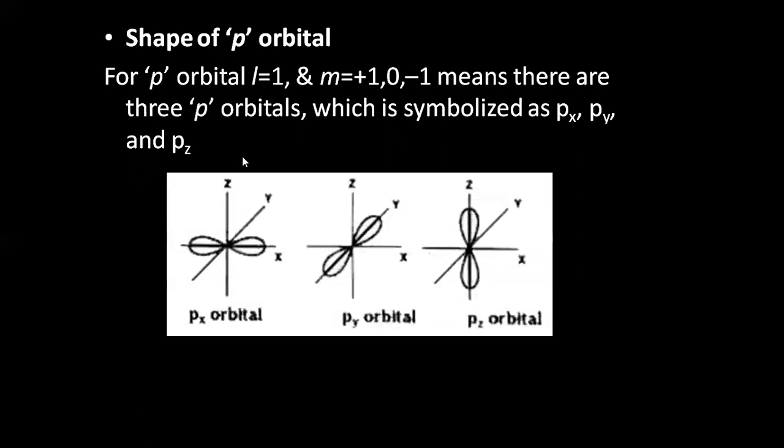Which you can see on the screen, those are the shapes of the p orbitals: px, py, and pz. Basically, when we say px, it is known as a dumbbell shape. You can see it is along the x-axis. Py is along the y-axis, and pz is along the z-axis.